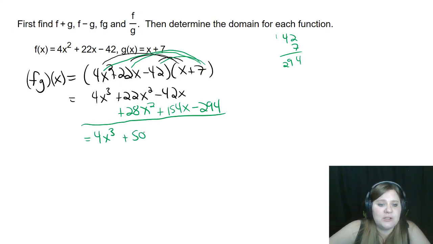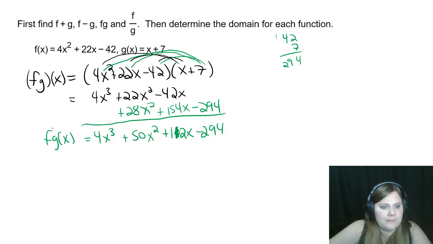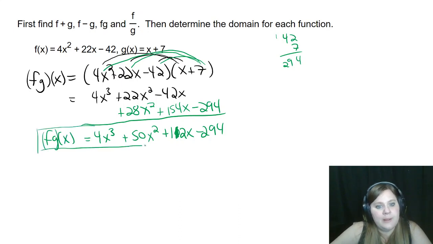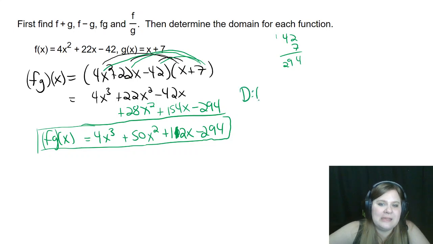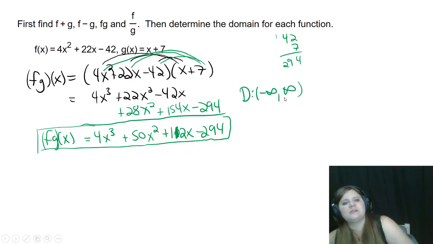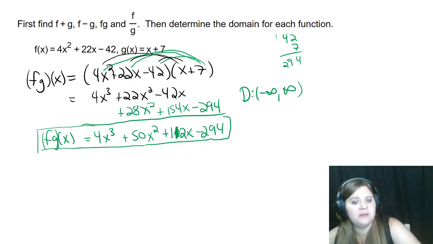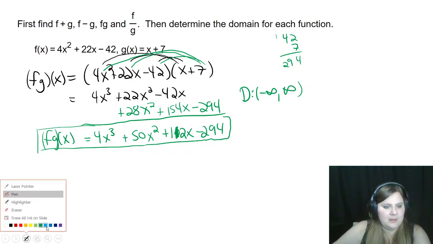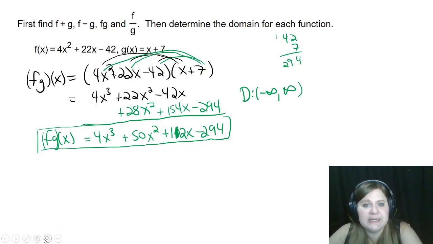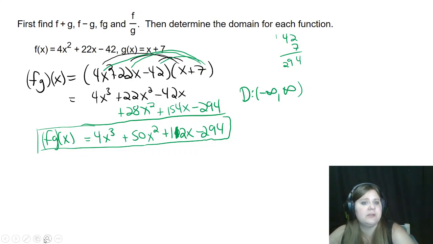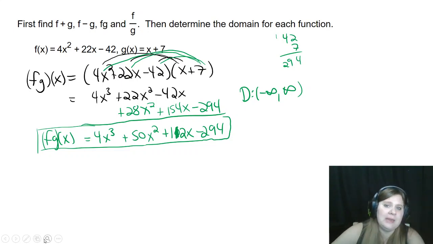And then I combine like terms. That gives me 4x cubed plus 50x squared plus 112x minus 294. Ta-da! Now, its domain is also all real numbers because we start with a polynomial, we start with another polynomial, and we ended with a polynomial. Is it always going to be -infinity to infinity? No. Especially if you've already tried f over g, you know its domain will be limited. So go ahead and try writing that out if you haven't already.